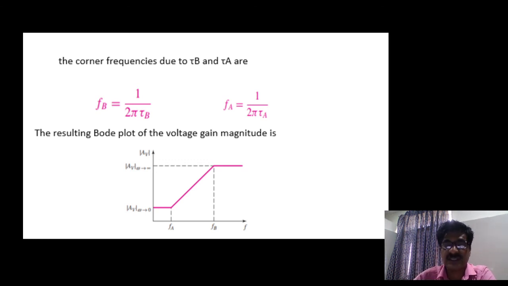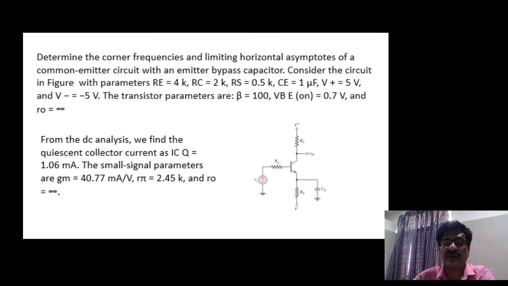Right? So this is the effect of the emitter bypass capacitor in the amplifier. Now the analysis is over. Now derive the corner frequencies with reference to the emitter bypass capacitor circuit with the given following values. Okay, you solve this problem. So in the next class you can see the high frequency analysis of BJT and FET amplifiers, right?